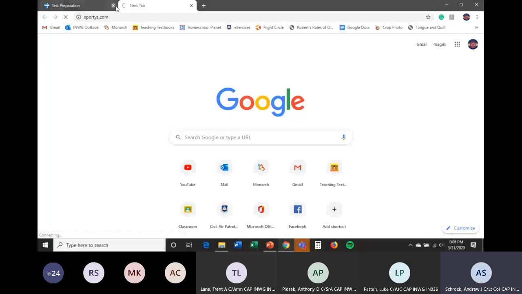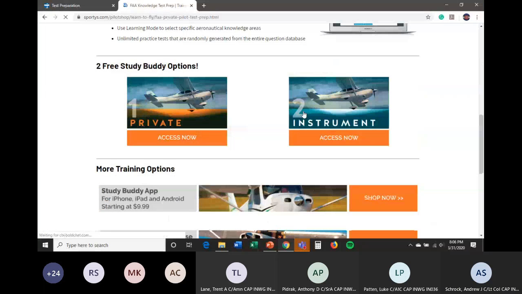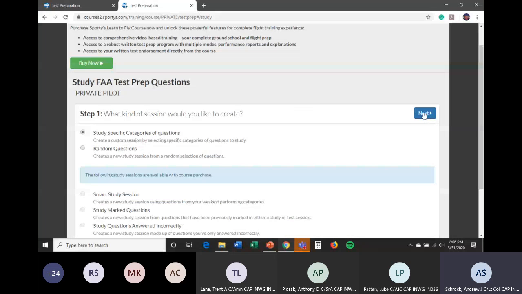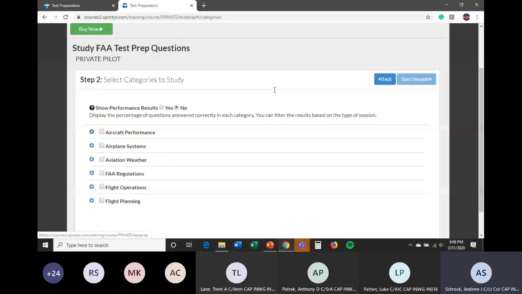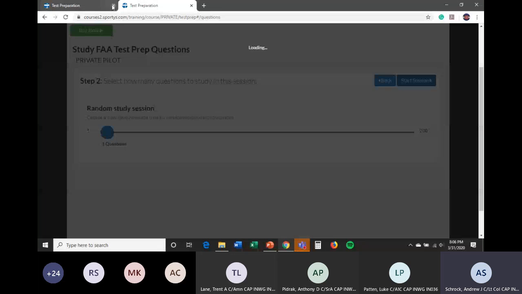I'm going to go through this one more time just really quickly so you guys can see how to get there. You go to sporties.com, shop now, training, FAA knowledge test prep. Like I said, go to private, not instrument. You have study test questions, practice FAA test. Just for this, we're going to do create new session. You can do study specific categories. You have categories within the categories that you can select. But like I said, we'll just go with a random question. You can select anywhere from 200 to one question. Yeah, we're going to leave that.